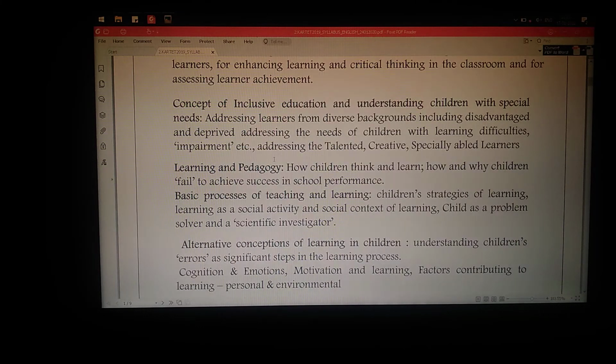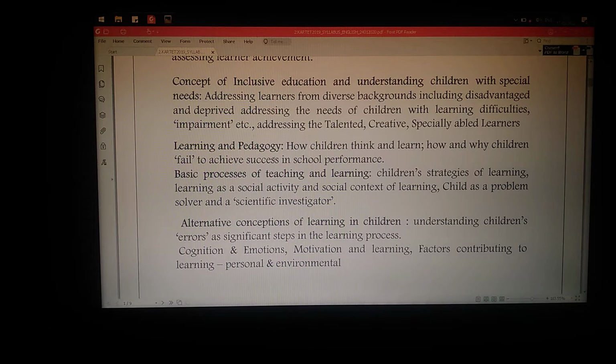And next is the concept of inclusive education, understanding children's needs, addressing learners from diverse backgrounds including the disadvantaged and deprived, addressing needs about inclusive education, and learners with disabilities. Dysgraphia you have to study in this lesson.